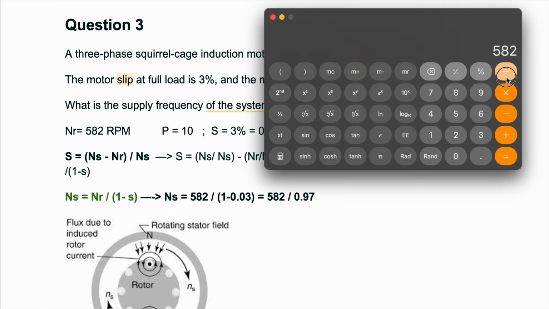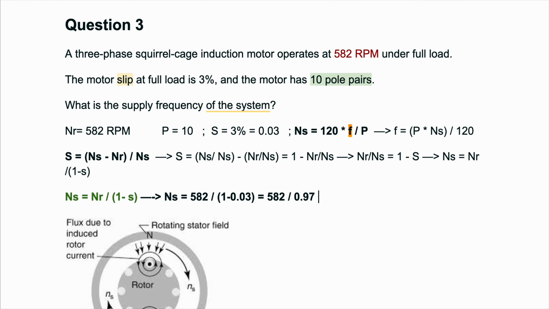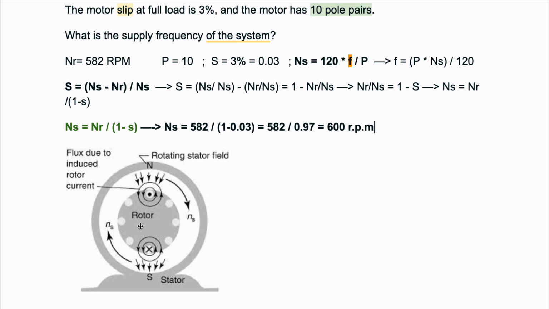582 divide 97, 600 is the speed. Okay, so RPM, round per minute, is the speed of this magnetic field of the stator. So the magnetic field of the stator is turning with the speed of 600 per minute.